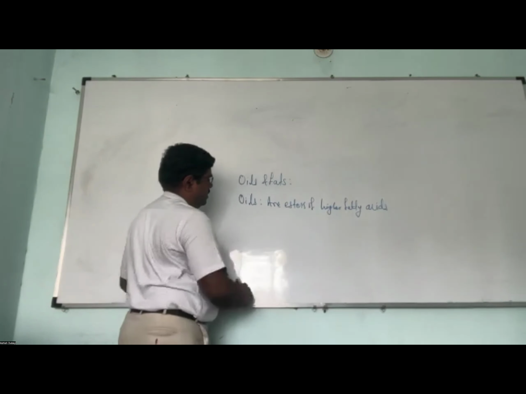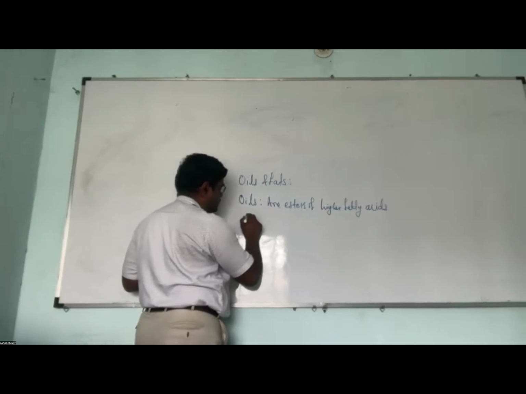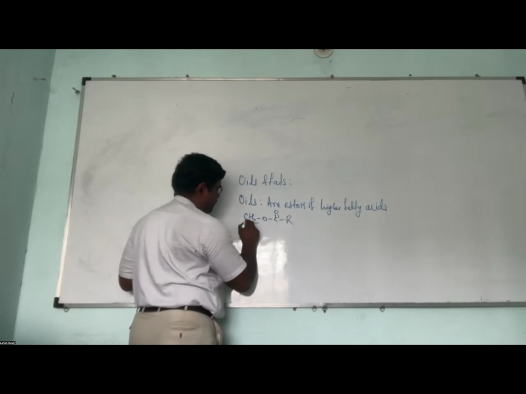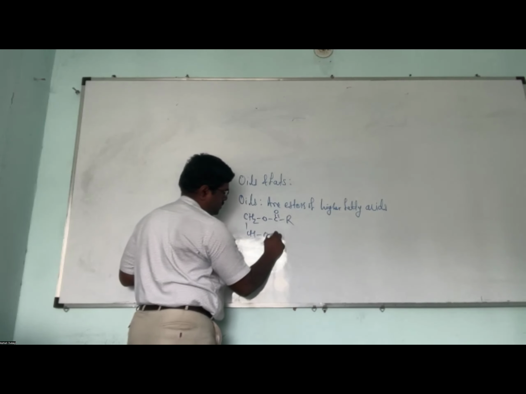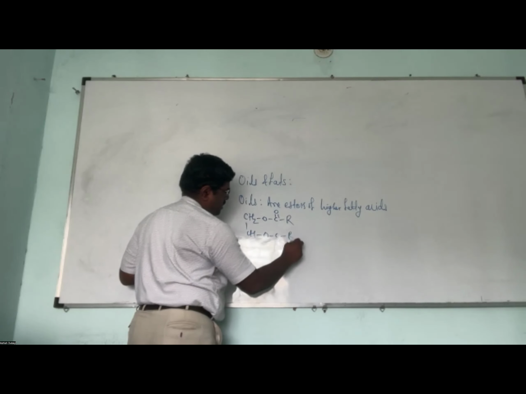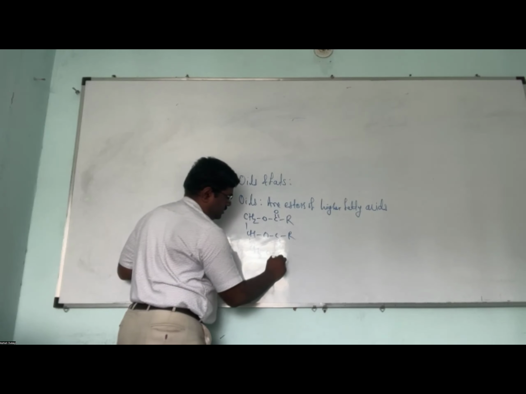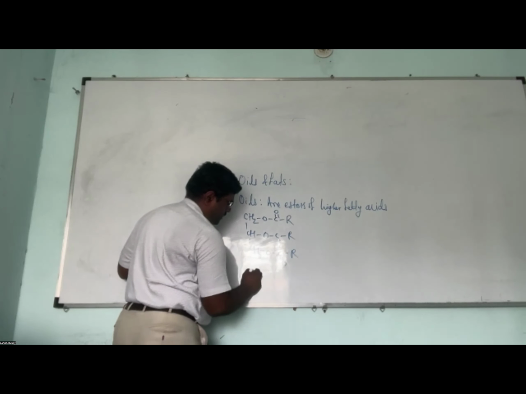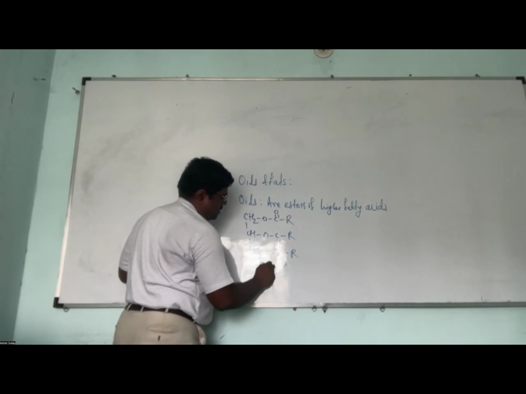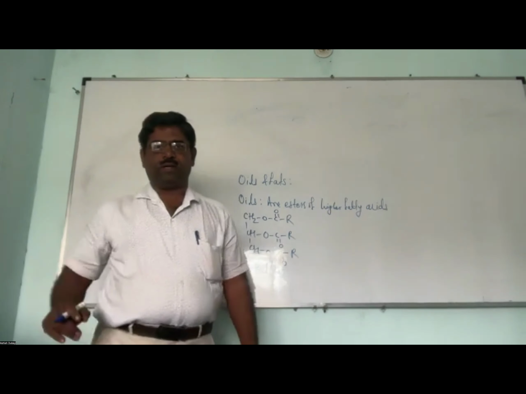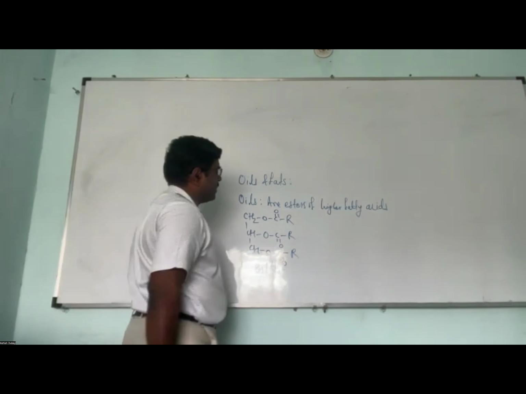Oils are generally esters of fatty acids and glycerol: CH2OC double bond O R group, then CHOC double bond O R group, then CH2OC double bond O R group. Oil or fat, they have the same formula.